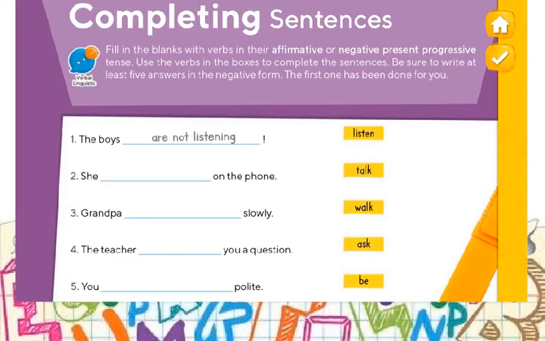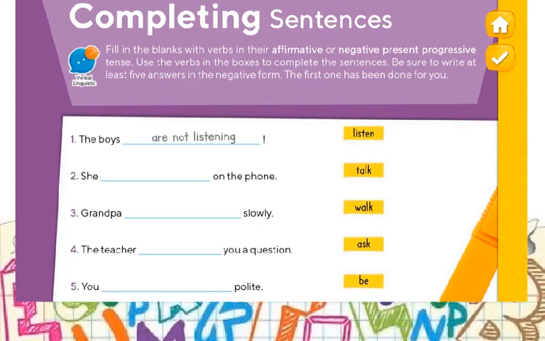Completing sentences. Fill in the blanks with the verbs in their affirmative or negative present progressive tense. Use the verbs in the boxes to complete the sentences. Be sure to write at least 5 answers in the negative form. The first one has been done for you. Number 1, the boys are not listening.